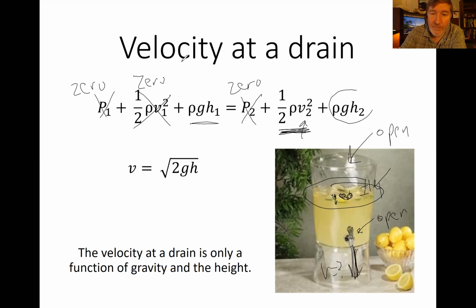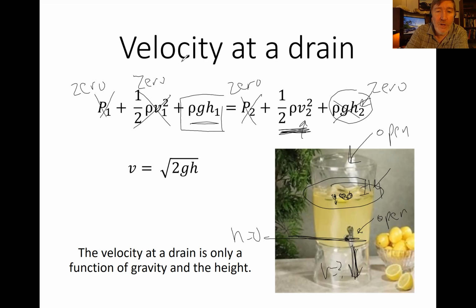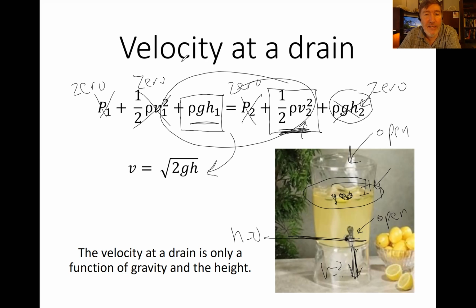What about this term? Well, if we define that H equals 0 at this lower level here, then there's a 0 here, and anything times 0 is 0. So this equation that used to look so big and scary, it's not so big and scary after all. What we're left with is rho times G times H1 equals 1/2 times rho times V2 squared. And so you guys can see that this is just ninth grade algebra. Going from here to here is very easy to do.